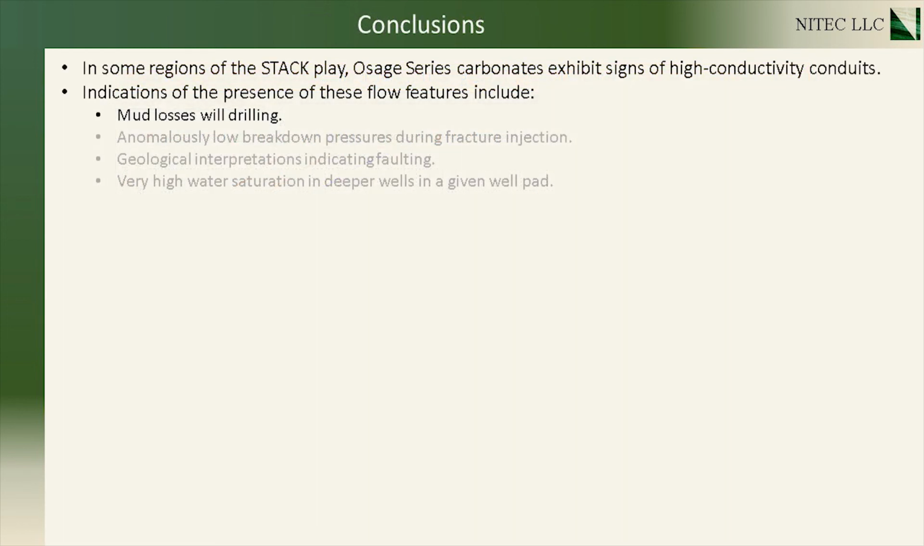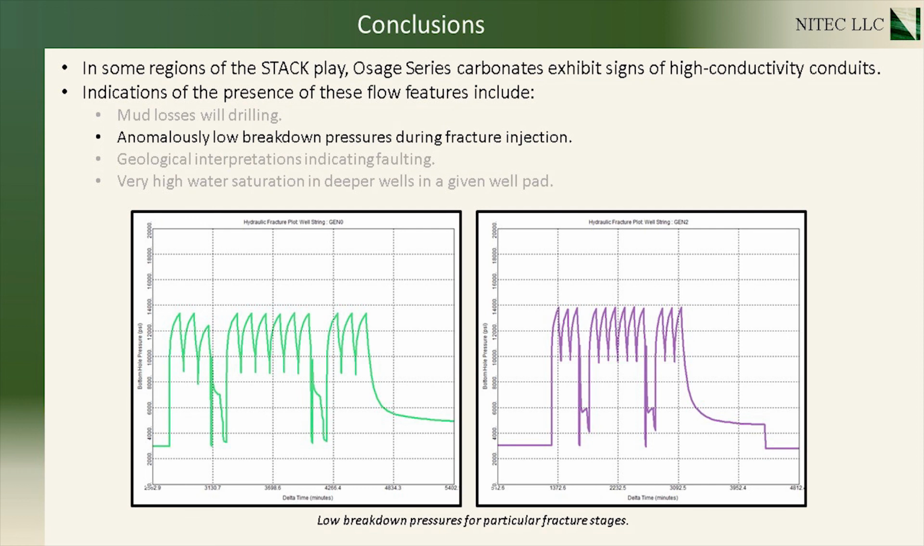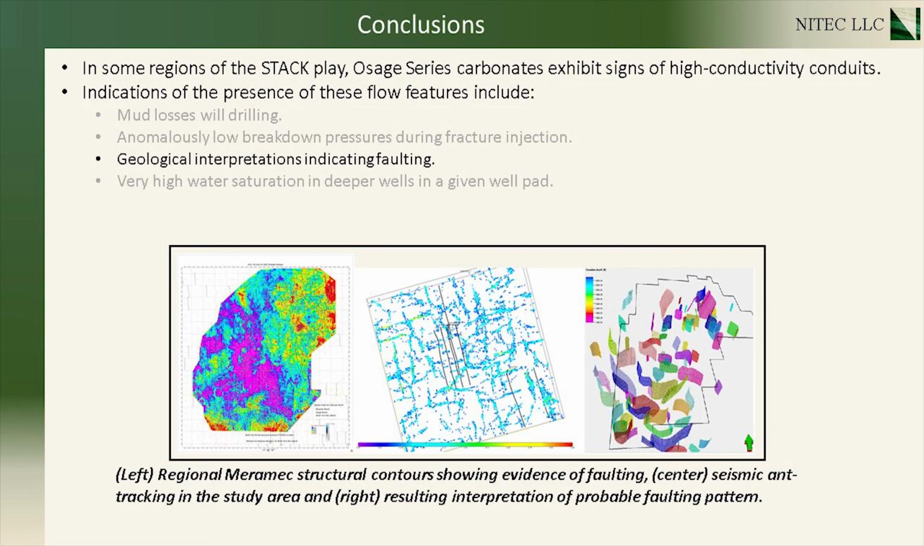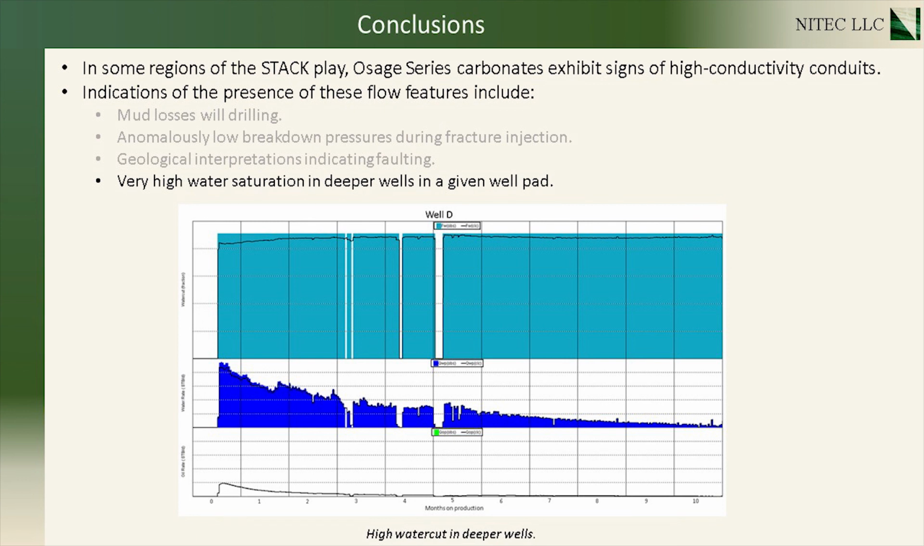In conclusion, in some regions of the stack play, Osage series carbonates exhibit signs of high conductivity conduits. Indication of the presence of these flow features includes mud losses while drilling, anomalously low breakdown pressures during fracture injection, geological interpretations indicating faulting, very high water saturation in deeper wells in a given well pad.